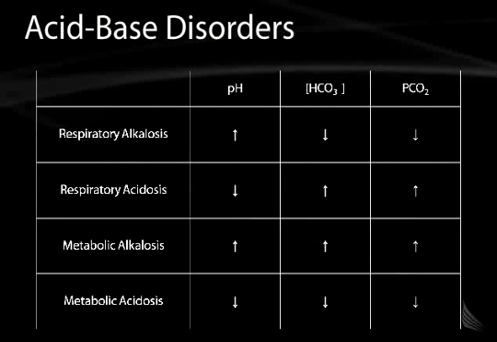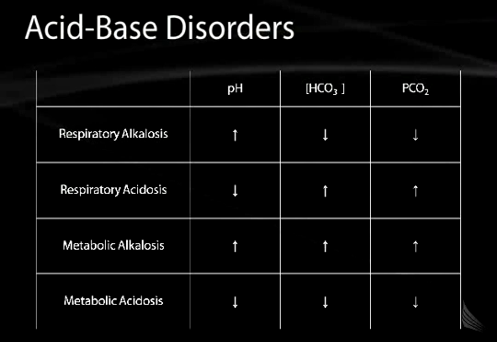In respiratory acidosis, the pH is decreasing because we have an increased partial pressure of CO2. The kidneys respond to that by retaining bicarb, increasing its concentration in an attempt to bring the pH up to the normal level again.